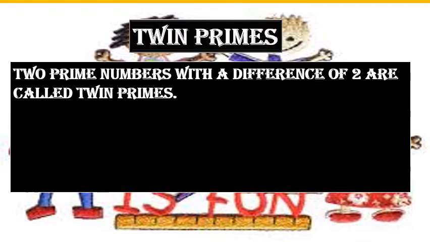Coming to twin primes. Two prime numbers whose difference is 2 are called twin primes. It means that you have to select any two prime numbers and subtract them, and the difference should be 2. Only then they can be categorized as twin primes.